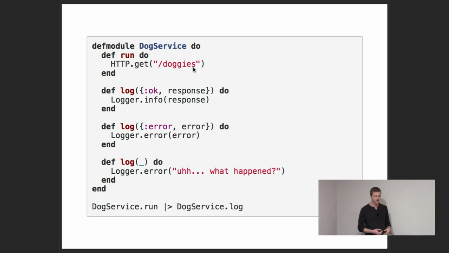So I can run my HTTP request, and I'm going to pipe the result of the HTTP request into this log function. The log function, assuming that the response came back successfully, will log it. If it came back with an error, we'll log the error. And if anything else came back, we'll just have a fallback. And this underscore just matches anything.